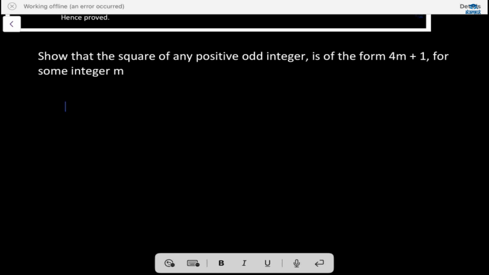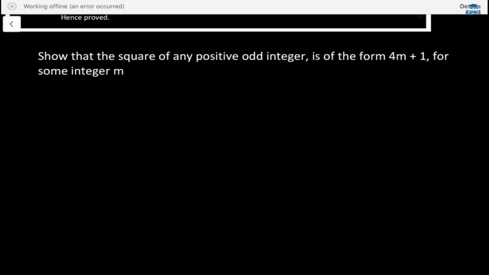Show that the square of any positive odd integer is of the form 4m plus 1 for some integer m. Okay, for any integer. m can be any integer. It's not written anything, but m will be any integer. Integer value means, you know already the definition of integer. It will be from 1 to... Okay, so all the numbers that can be represented on the number line.